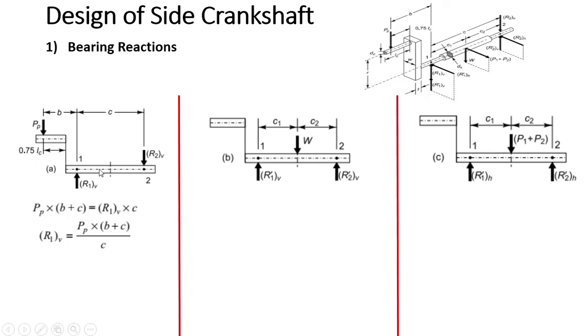So simply I can calculate, again taking the moment about point 2: PP into B plus C is equal to R1B into C, because PP is creating the anticlockwise movement and this is creating the right-hand side movement. To maintain the equilibrium, the moment about this point 2 is assumed to be 0. You will get the value of R1B. Similarly, when I take the moment about this point 1, that's PP into B and R2 into C, you get the value of R2 like this. So this is how you will get R1V and R2V, the reactions.